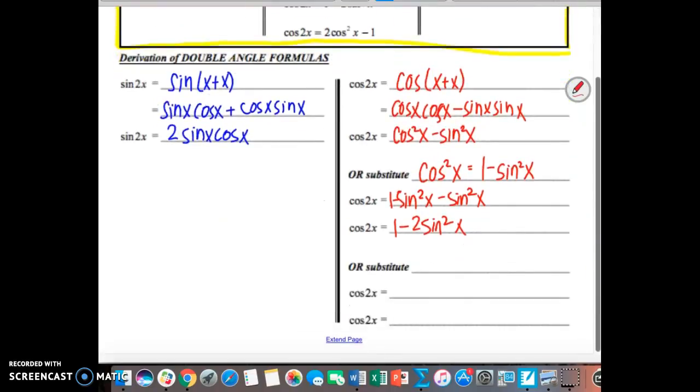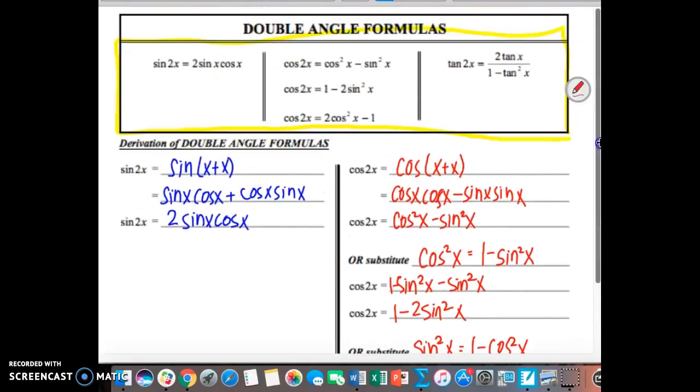And the third way is to substitute in for sine squared of x, where we see 1 minus cosine squared of x. This is how we get cosine squared of x minus, in parentheses, 1 minus cosine squared of x. Then distributing this negative to the 1 and the negative cosine, we end up with 2 cosine squared of x, so we have 2 cosine squared x minus 1. And the other double angle formula you want to be familiar with is tangent of 2x, which is 2 times tangent of x divided by 1 minus tangent squared of x.